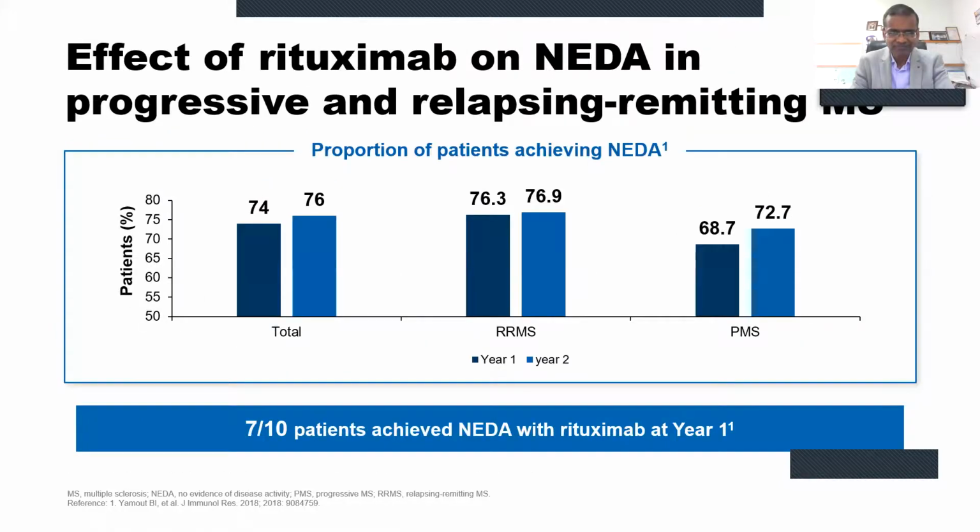maintaining NIDA. And this one is the study of rituximab. In India, it is commonly used. We have been using rituximab in treating progressive and relapsing remitting MS. And here also, if you see the proportion of patients achieving NIDA, it is quite high. In relapsing remitting, almost 77% at year 2. Even progressive MS patients have achieved NIDA in this small number of patients, but this data is there.